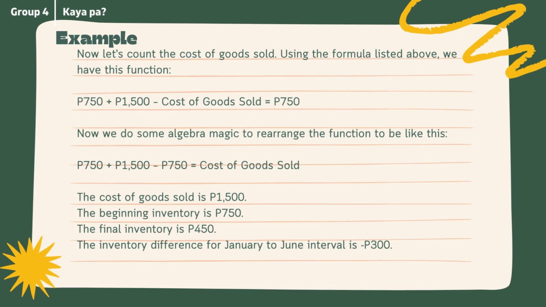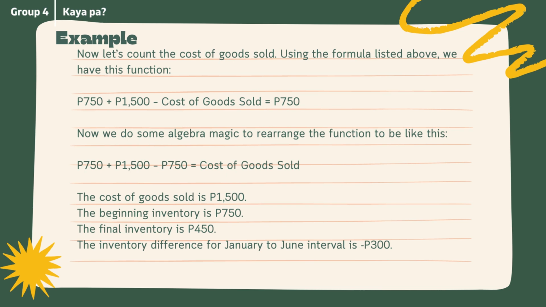Now, let's count the cost of goods sold using the formula listed above. We have this function: 750 pesos plus 1,500 pesos, minus cost of goods sold is equal 450 pesos.